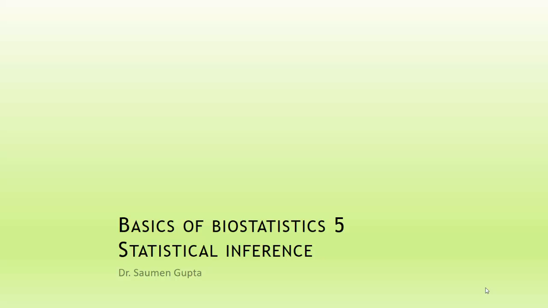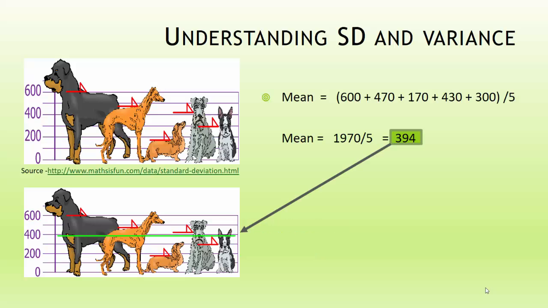For those of you who would like to read by yourself, I will provide you the link. It's from mathsisfun.com. And here in these examples, I am going to explain what variance and standard deviation are using an example in which we find mean heights in different dog breeds.